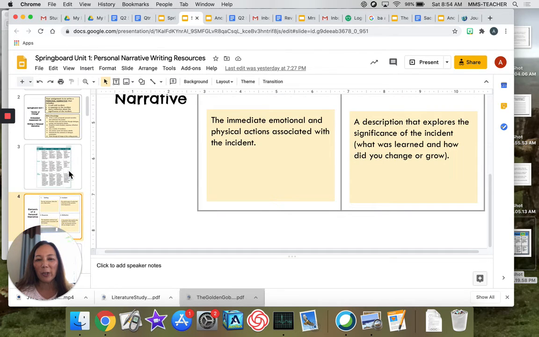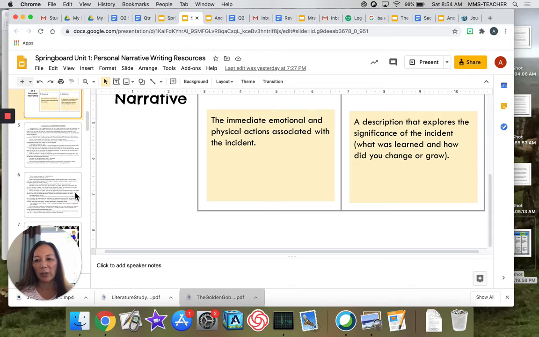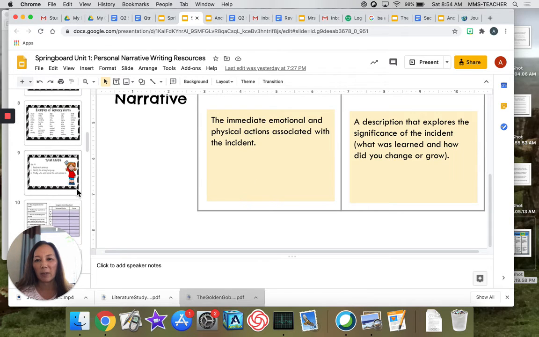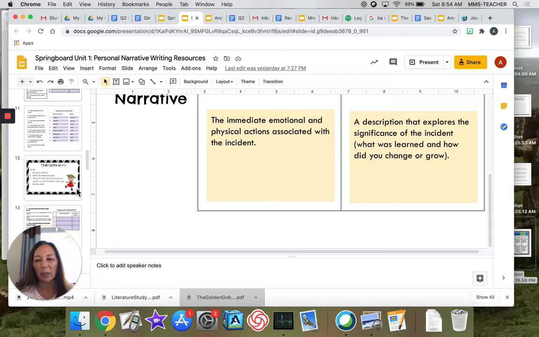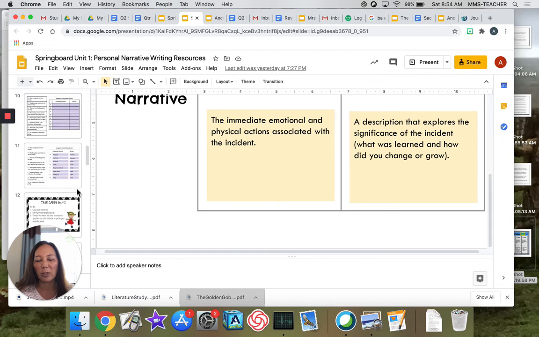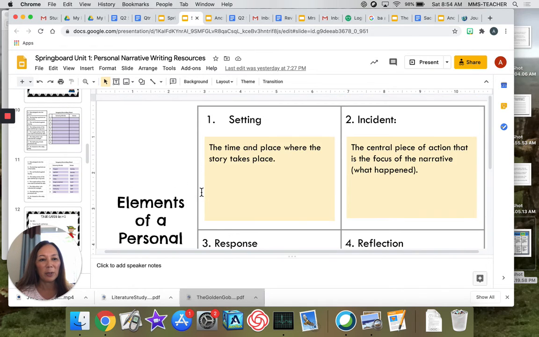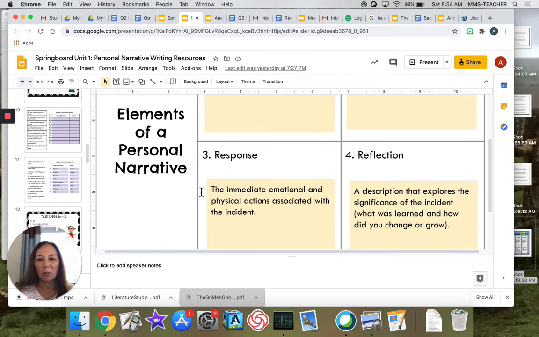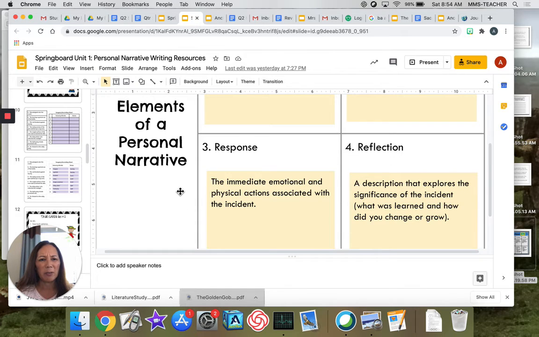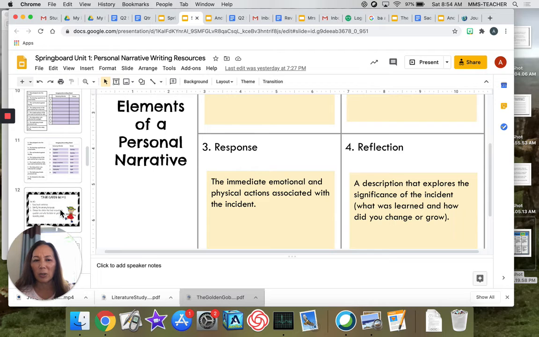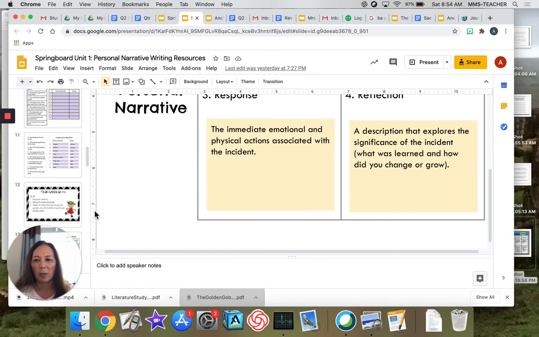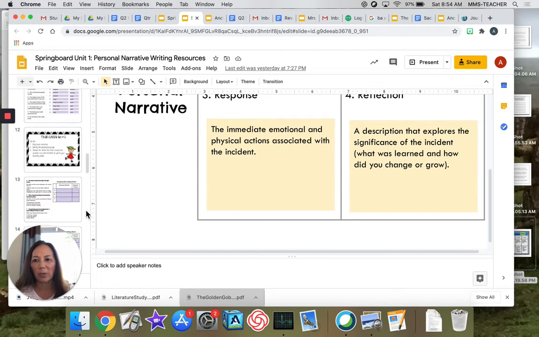Okay, so this slideshow here has all of the lessons that your teacher will go through in teaching you the different parts of a narrative, and will also include different things such as sensory language and similes and metaphors and connotation and denotation. All of these things together will help to form your personal narrative.